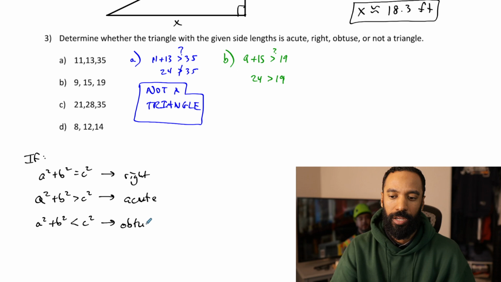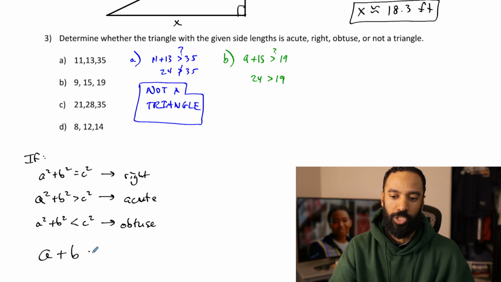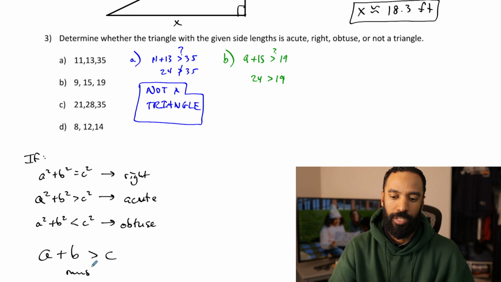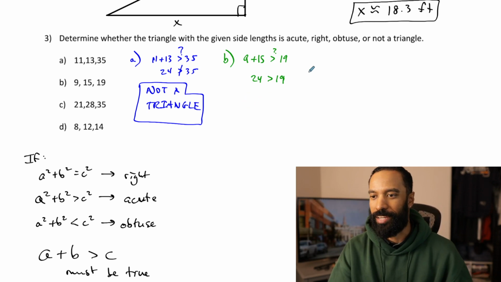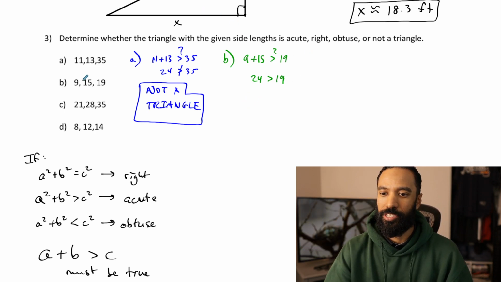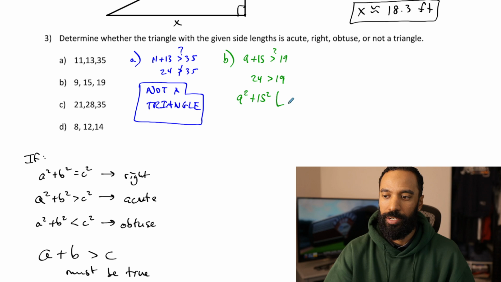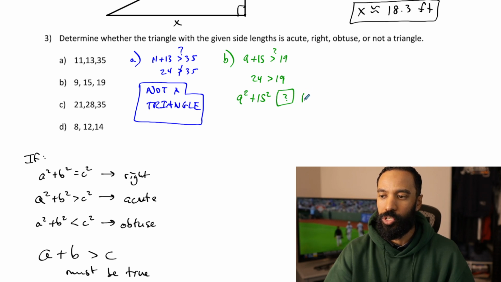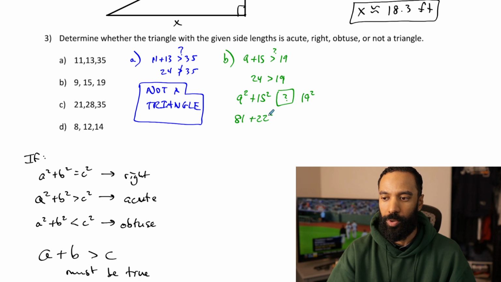Now, remember, A plus B must be greater than C. That must be true. So don't forget that we have to first give that test. So let's go ahead and see how 9 squared plus 15 squared compares to 19 squared: greater than, equal to, less than. So 9 squared is 81, 15 squared is 225.